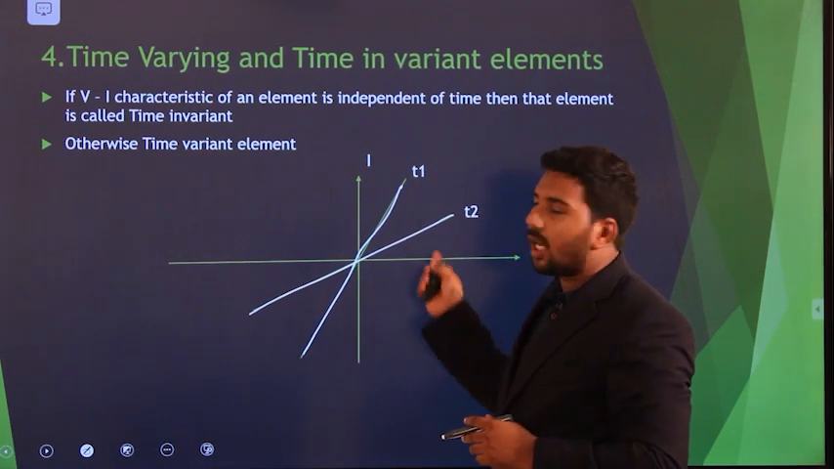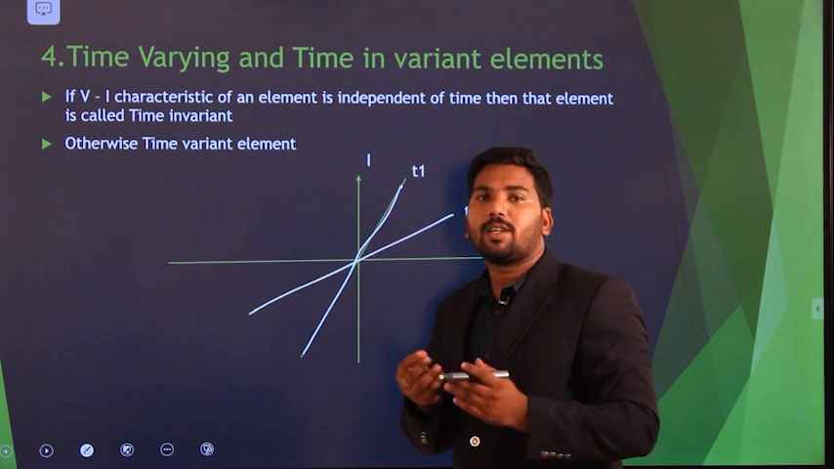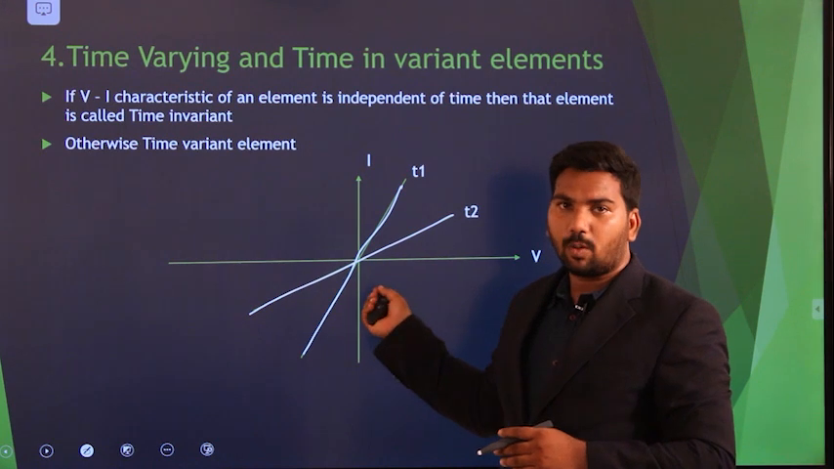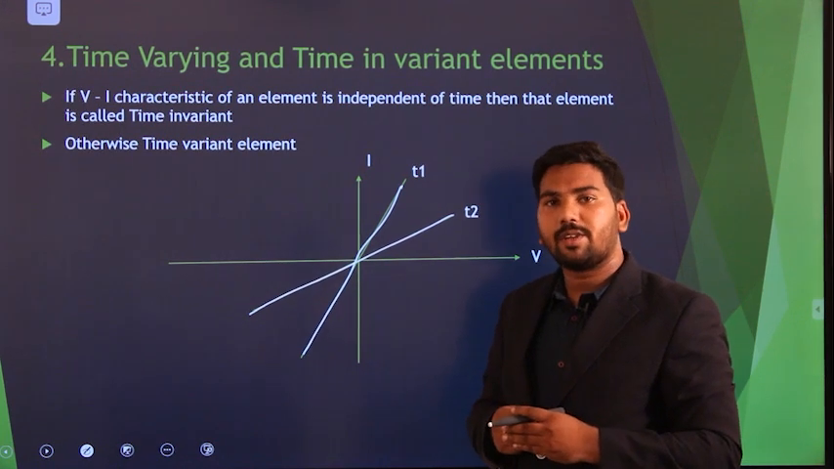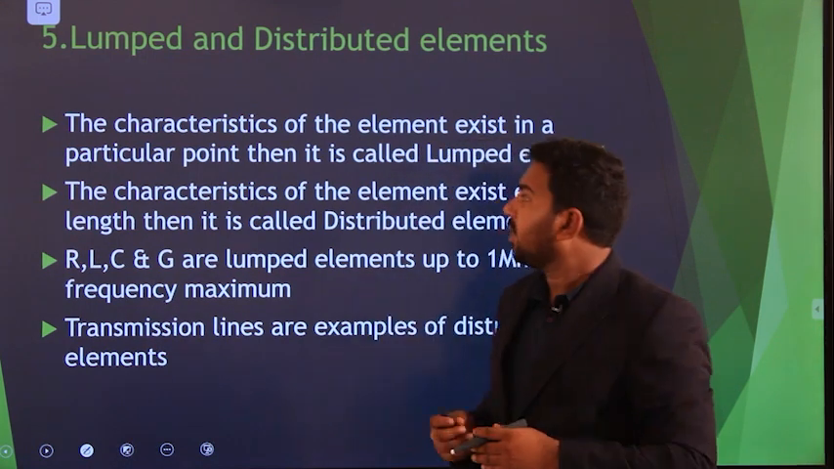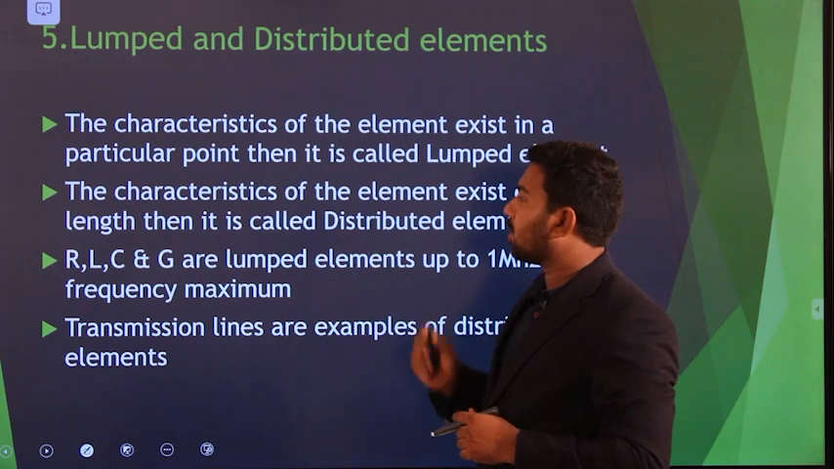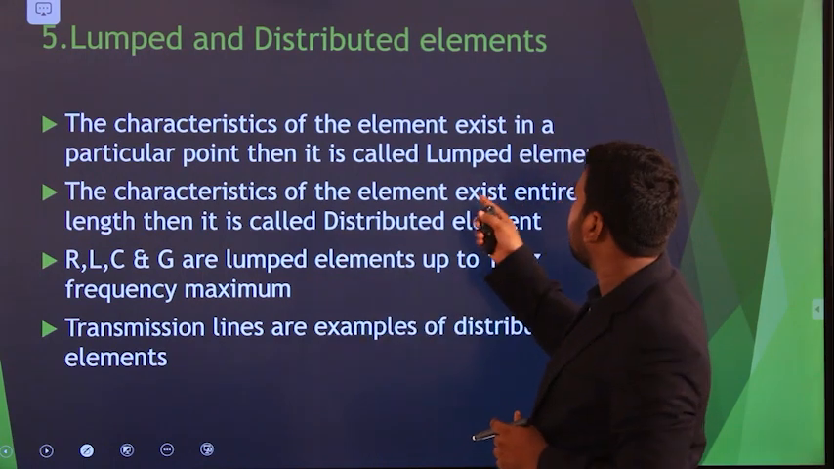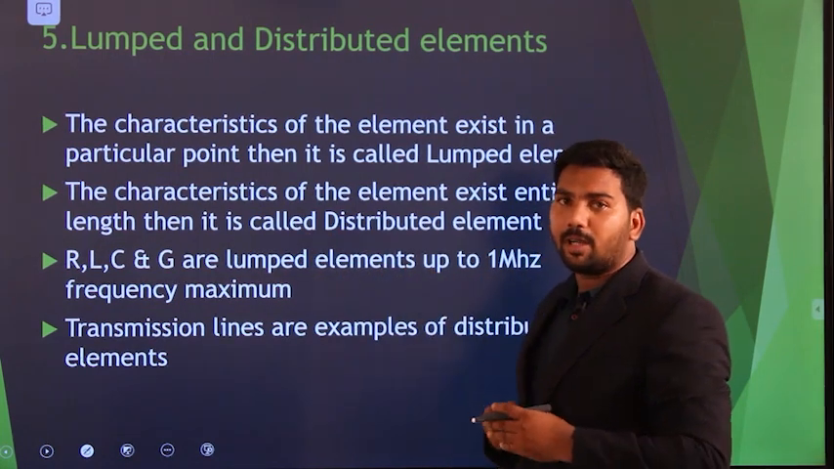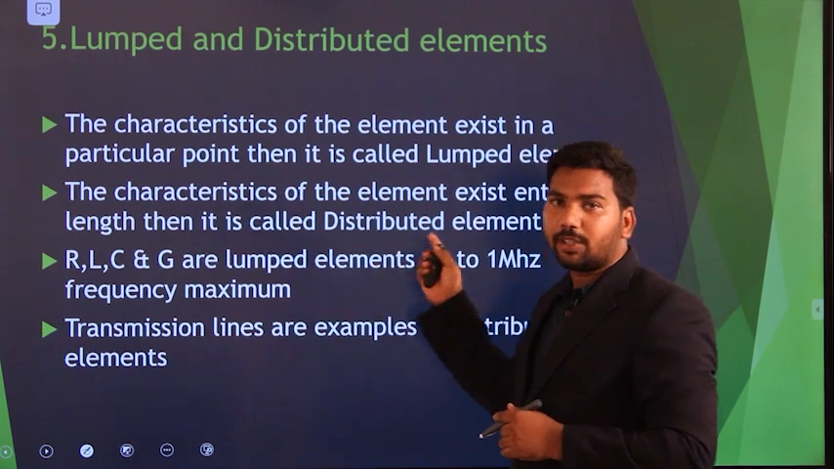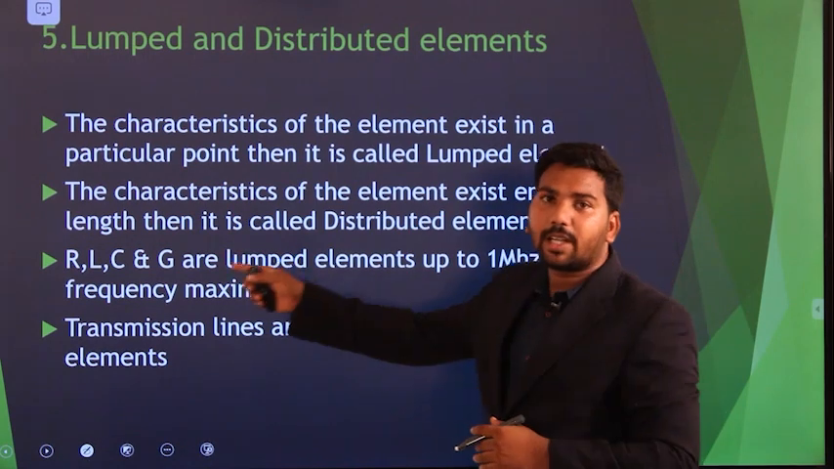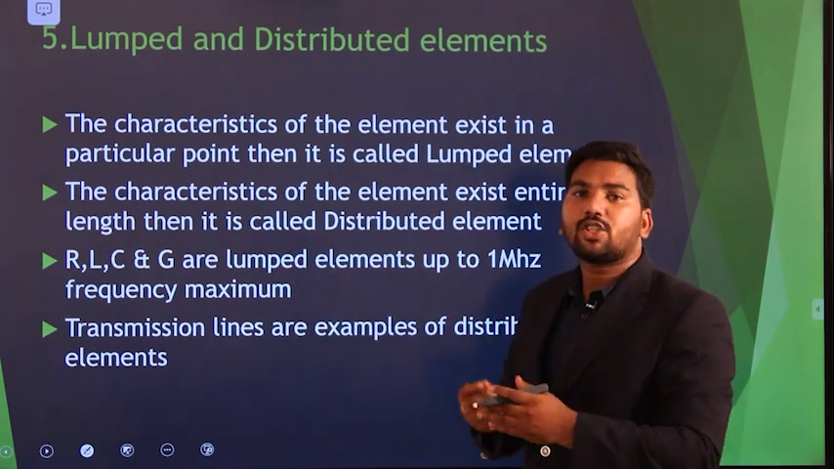So this kind of IV plot characteristic is there for an element. That element you can call a time varying element. With respect to time, the plot is varying. This is called time varying and time invariant elements. The last one, lumped and distributed elements. What is the definition of lumped elements and distributed elements? If the characteristics of an element exist at a particular point, then that is called a lumped element. Now if the characteristics of an element exist over the entire length, then those elements are called distributed elements.